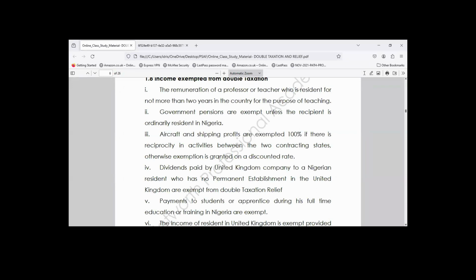Another one, government pensions are exempted unless the recipient is ordinarily resident in Nigeria. When you collect a government pension abroad, you have worked for a foreign government, you now collect the government pension abroad, you now bring it to Nigeria, you travel back and relocate to Nigeria. Do you understand? Such kind of income will be exempted from tax in Nigeria.